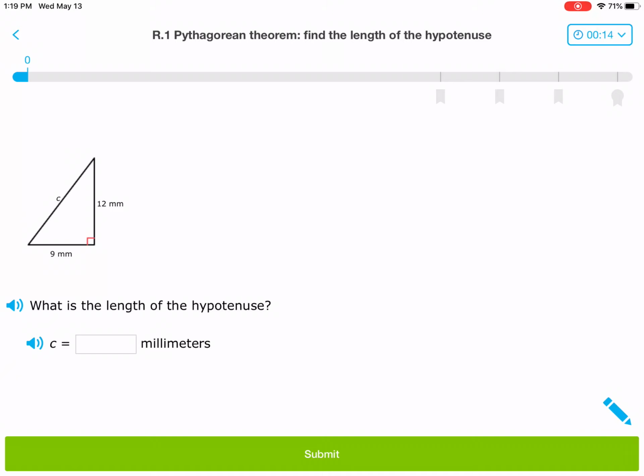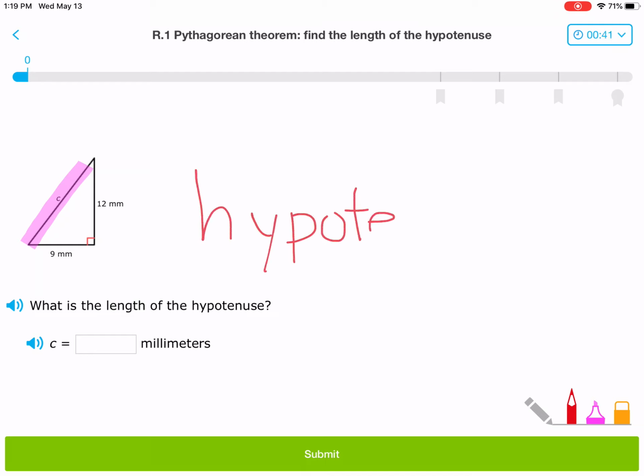All right, we're going to be taking a look at how to find the longest side of a right triangle. So let's just talk about a right triangle for a second. I'm looking at the one that they're giving us in this IXL, and C is the side that we don't know. That side of the right triangle is called the hypotenuse. Okay? And then the other two sides of the triangle are called legs.